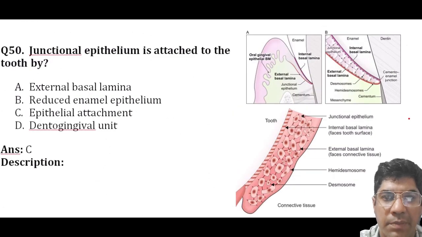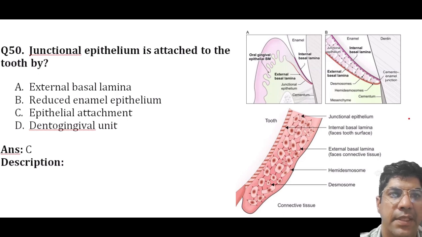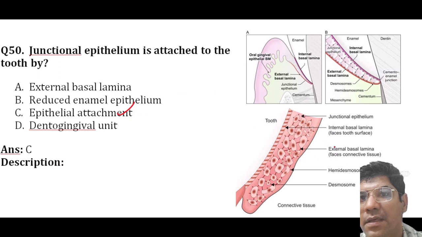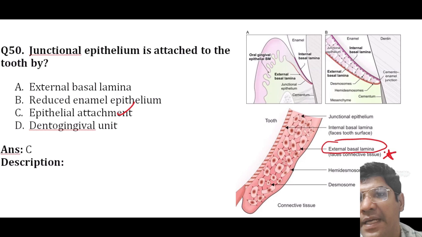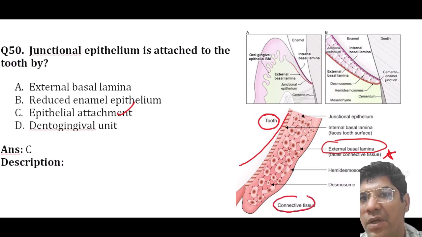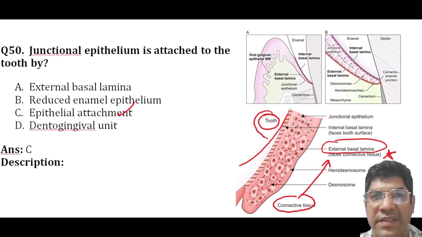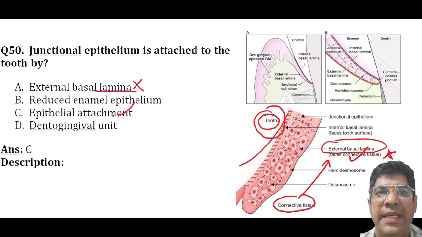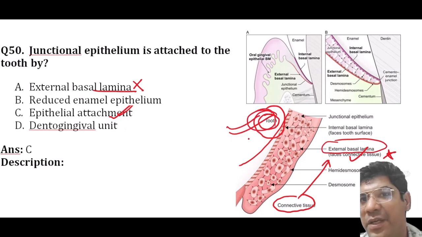The junctional epithelium is attached to the tooth by the epithelial attachment. Remember, the external basal lamina faces the connective tissue, whereas the internal basal lamina faces the tooth surface. The external basal lamina of the junctional epithelium attaches the epithelium to the connective tissue of the gingiva, so external basal lamina is not your answer. The answer is epithelial attachment. And the internal basal lamina unites the epithelium to the tooth surface, specifically to the enamel.